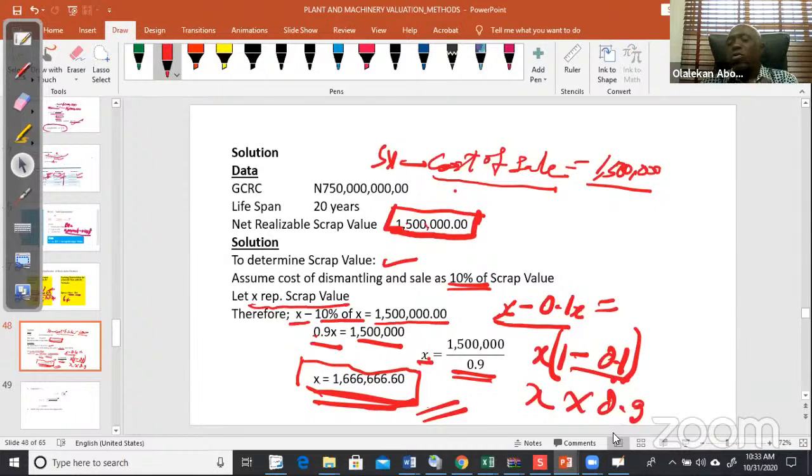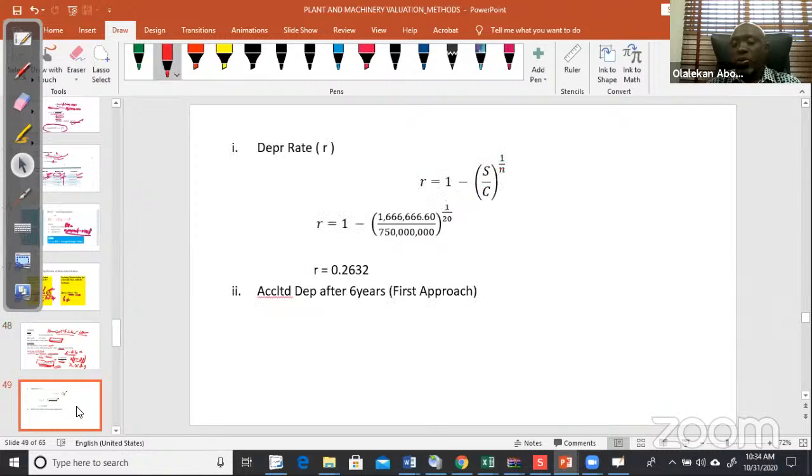Okay, so therefore, what is terminal value? Before you remove the cost of dismantling and the cost of sales, that is your scrap value. That's what we had to do, and that's what we have done now. Okay, so now let's go and see the application. So now you have your scrap value, which is this.